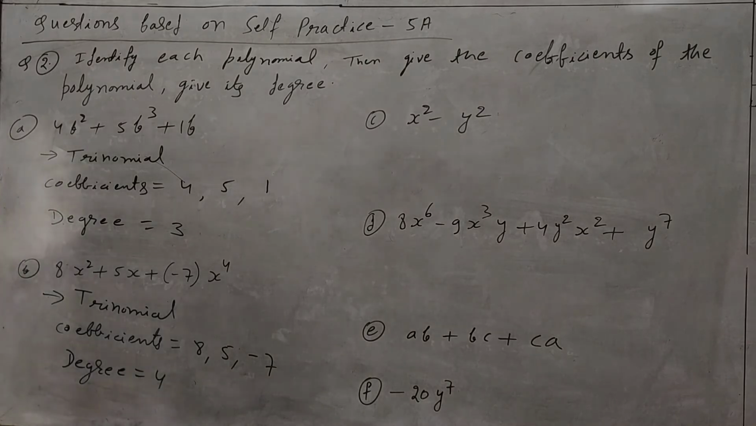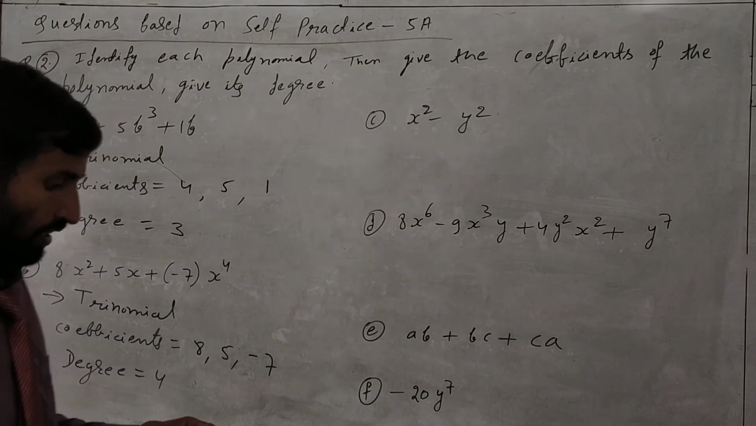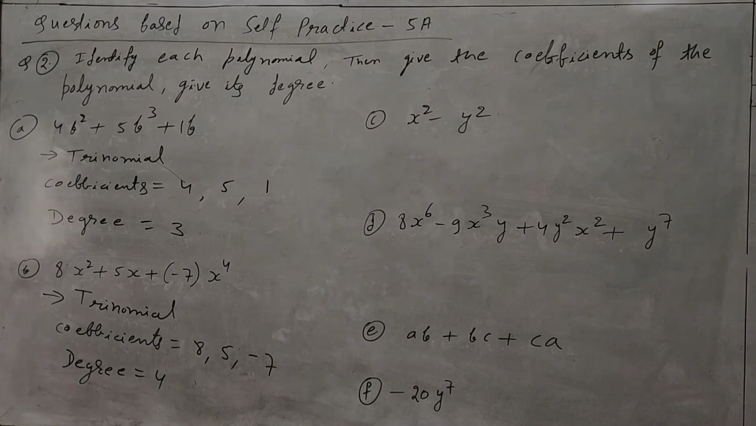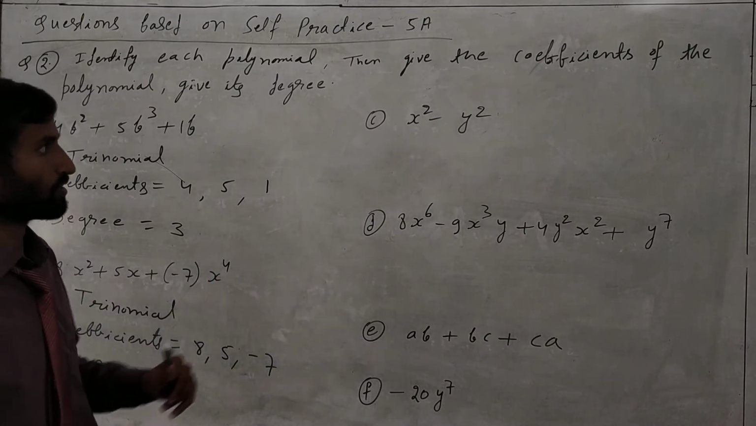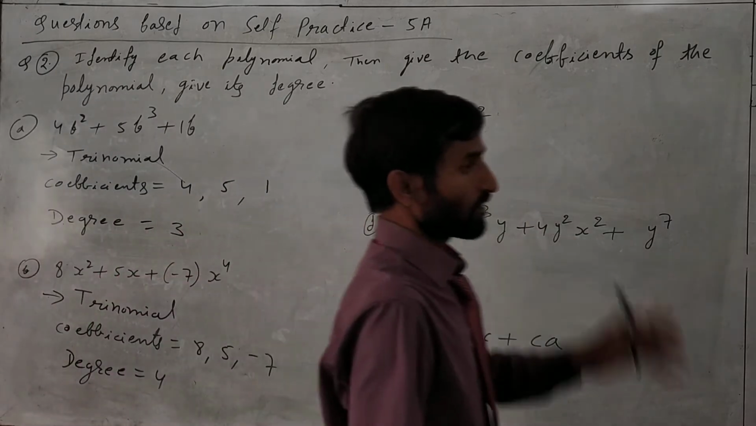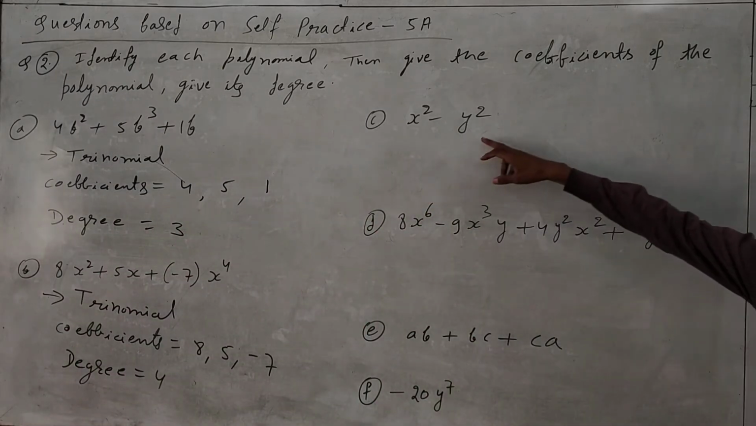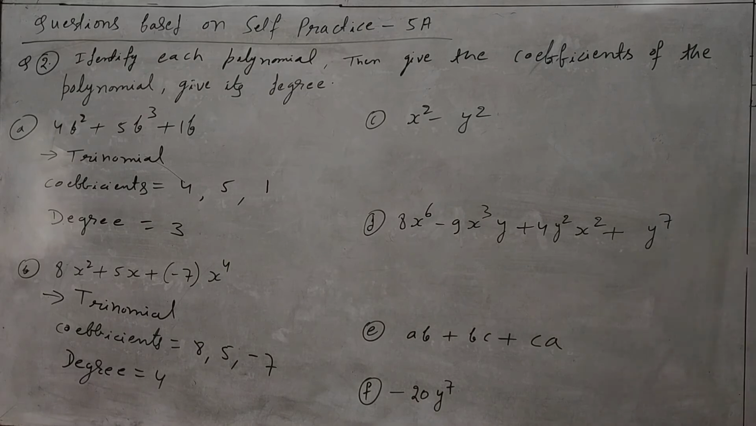Degree means the highest power of the whole expression. If any variable has the highest power, that power is called the degree of the expression or polynomial. Next, the third question: x square minus y square is given.